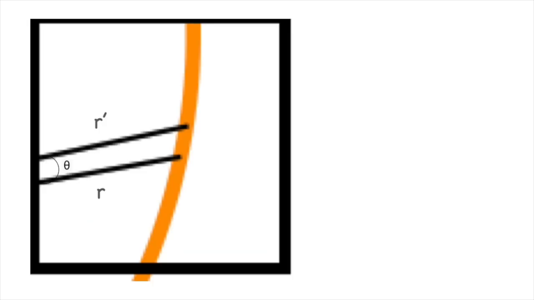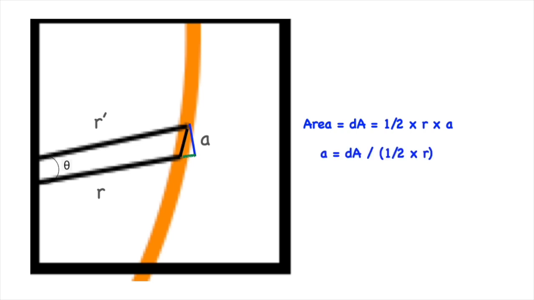Let's construct a triangle by connecting the ends of r and r' with a line segment. The area of this triangle, of course, equals dA, which equals 1/2 times r times a, the altitude shown here. Let's rewrite the equation this way: a equals dA divided by the quantity 1/2 times r. And let's save this equation for later reference.